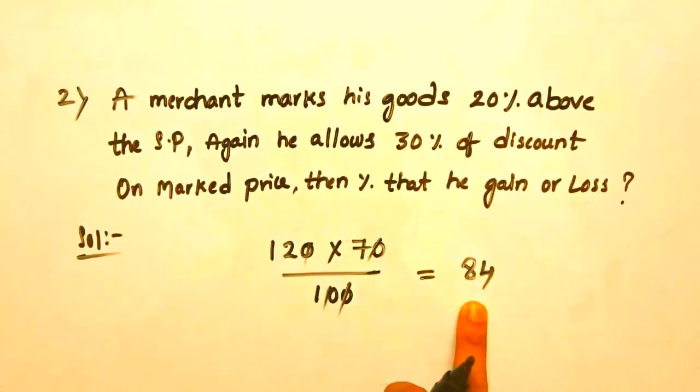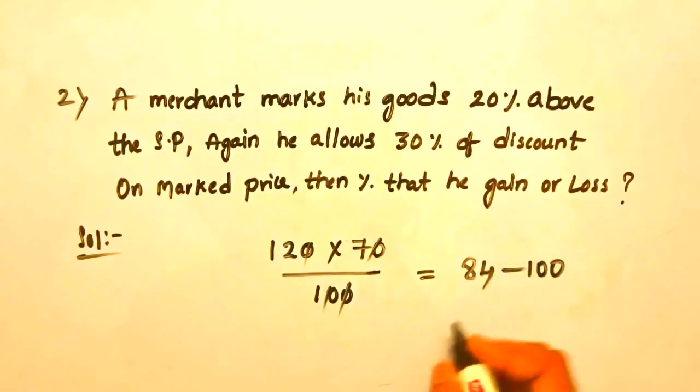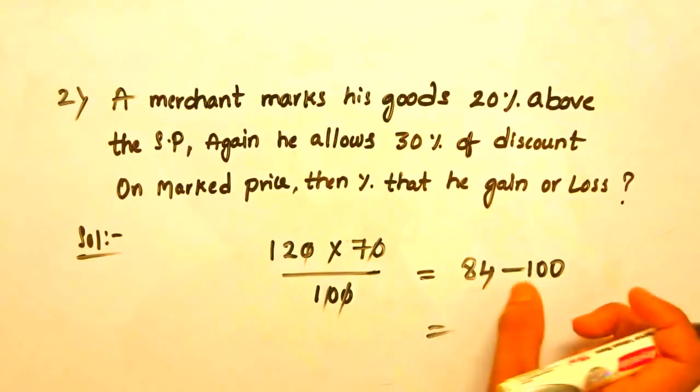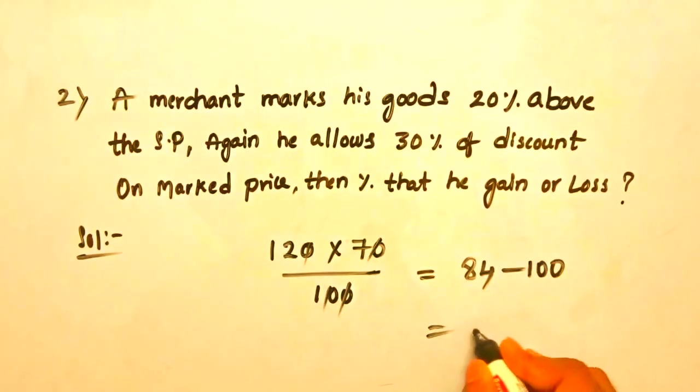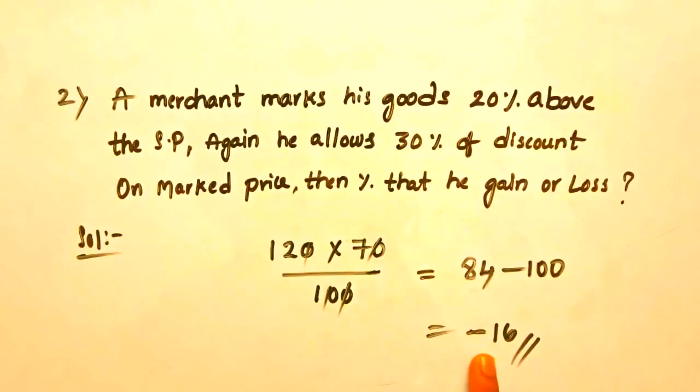This output has to be subtracted from the 100% value. 84 minus 100 equals minus 16. So the merchant has a loss of minus 16, that means 16 rupees. If he got a positive value, he gains.